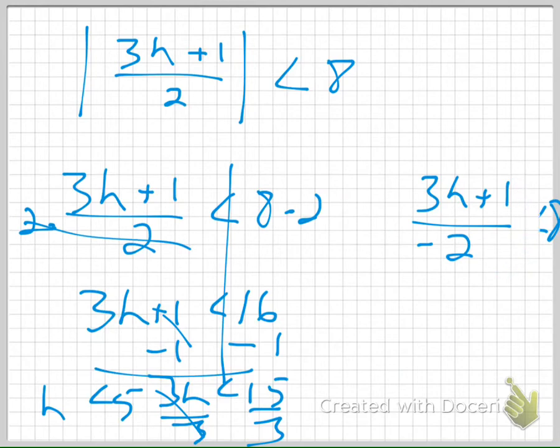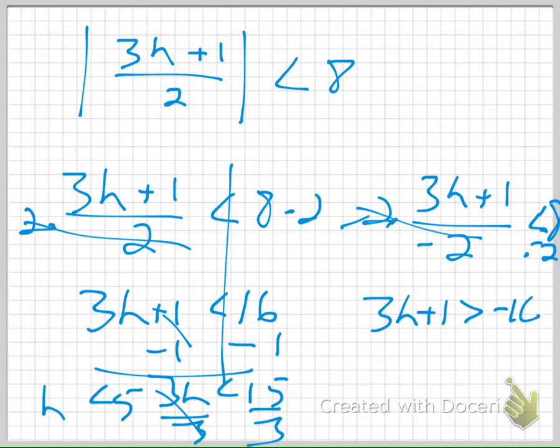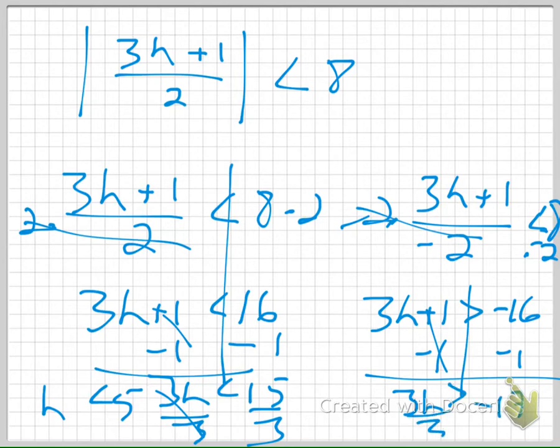Multiply both sides by what? -2. Times -2, multiply by -2. That makes this 3h plus 1. Oh, I just multiplied by a negative, greater than -16. Minus 1, minus 1. 3h is greater than -17. Divided by 3, divided by 3. h is greater than whatever that is. -5 2/3. Is that what you guys got?